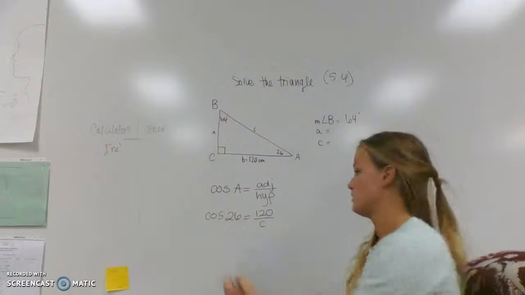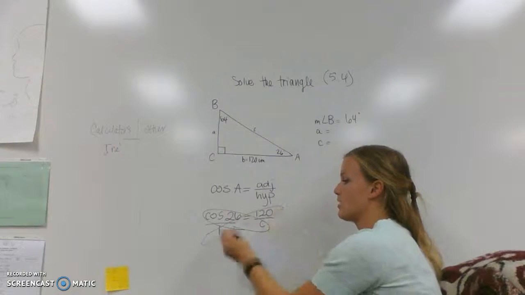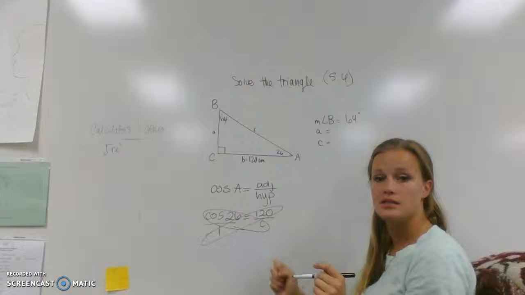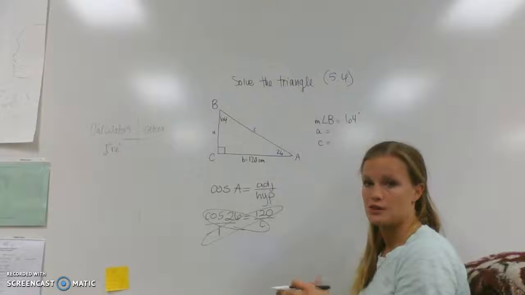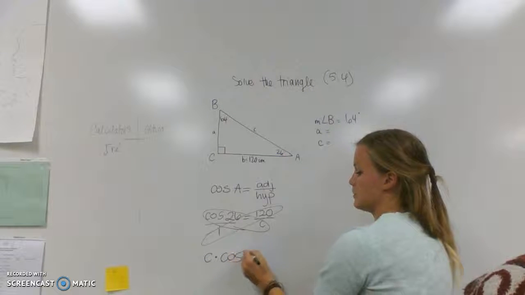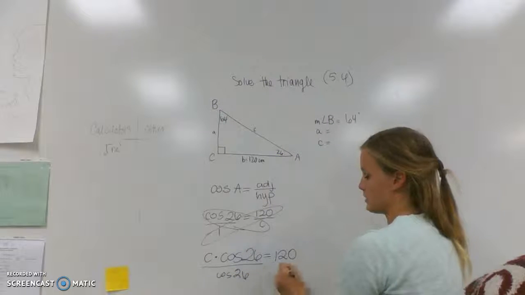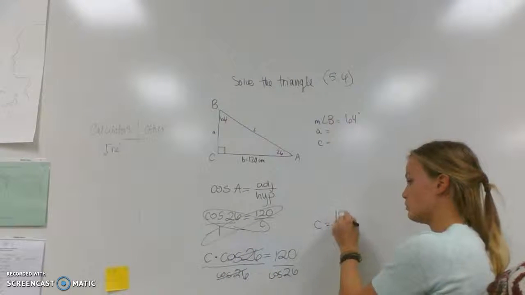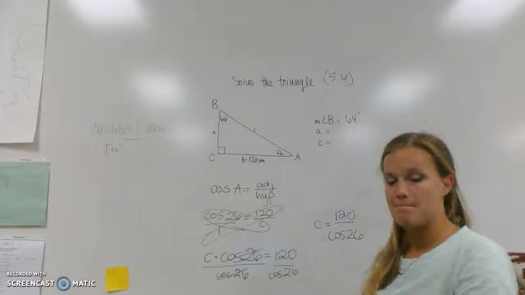If you don't remember that, put cosine of 26 over 1, and you can cross multiply. Be careful that you don't multiply by 120 on both sides, because our C here is in the denominator. And it's not undone by multiplying by 120. It's undone by multiplying by C. So when you cross multiply, you get C times cosine of 26 is equal to 120, and then divide by cosine of 26. C is equal to 120 divided by the cosine of 26. That's what it's equal to.